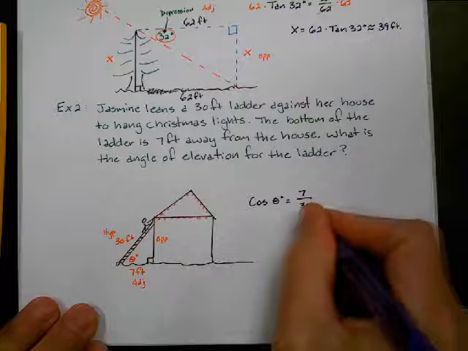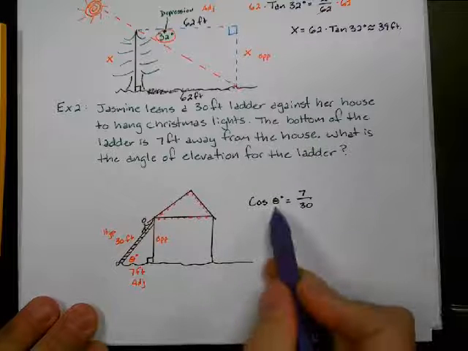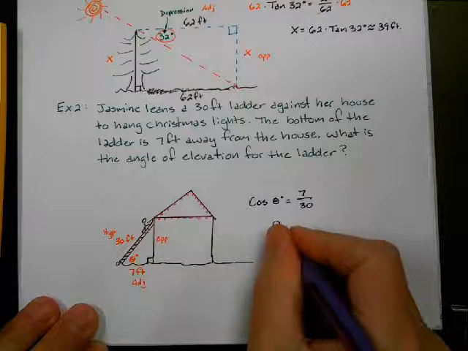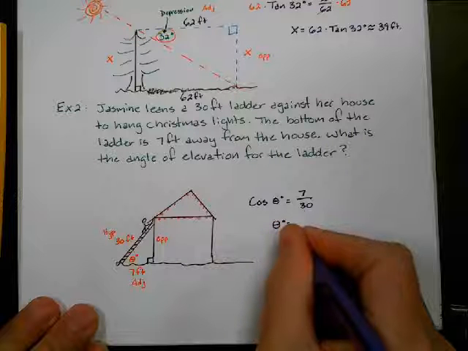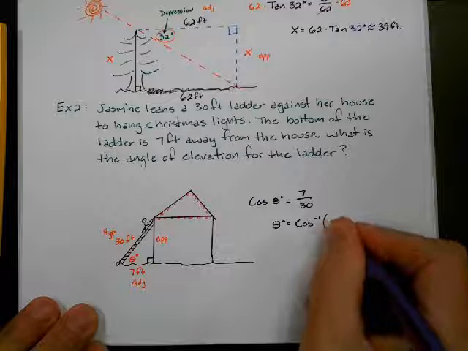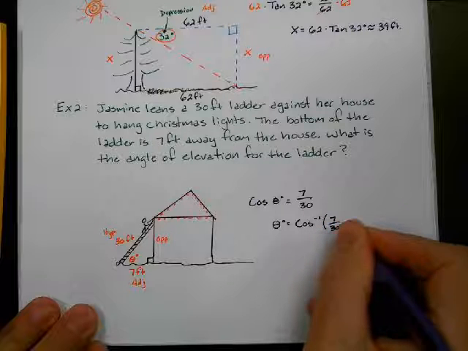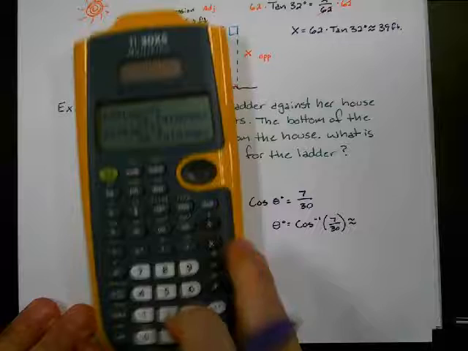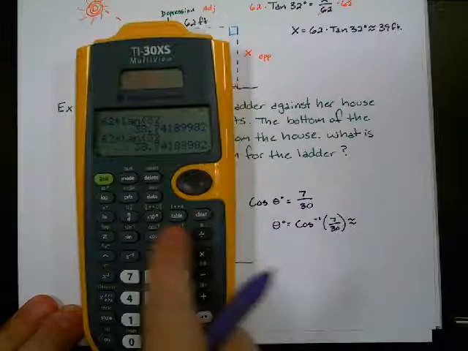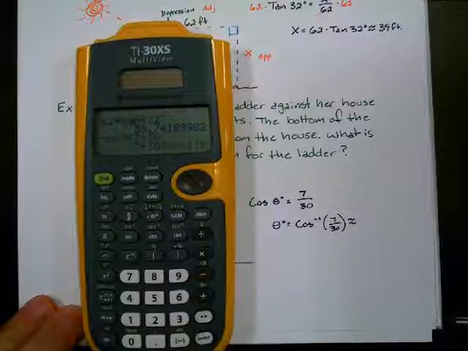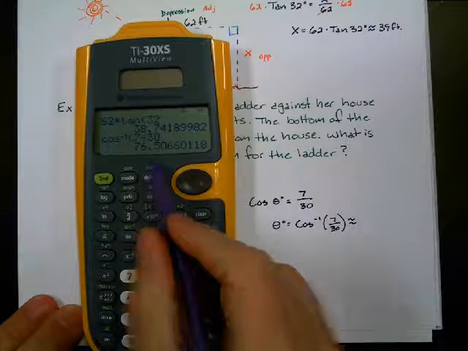How do we find the angle measurement? Inverse cosine. So theta is equal to the inverse cosine of 7 over 30. And let's see what we get. Second cosine, there's inverse cosine, 7 divided by 30 equals, it's 76.5, let's call it 77 degrees.